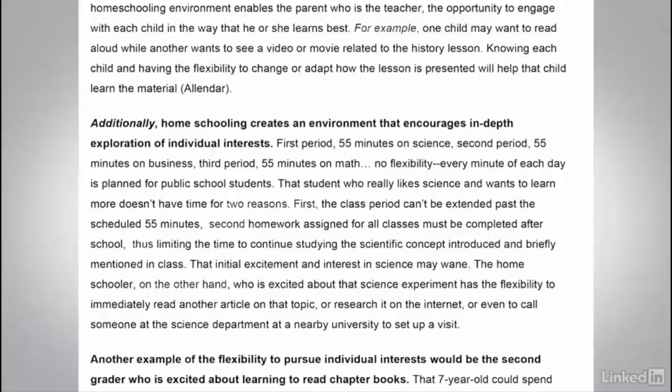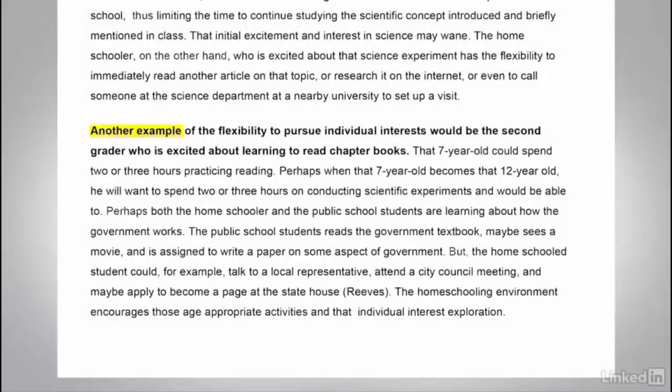The paragraph contains specific examples, but ones you came up with on your own, common knowledge, so no citations. Notice the transition, first, second for the two reasons identified, thus showing a cause-effect connection, and contrasting words on the other hand. Another example clearly identifies additional support for the flexibility idea. A source by Reeves gave the hands-on experience of talking to a local rep, attending a government meeting, or becoming a state house page. So that paraphrase will be credited to him.